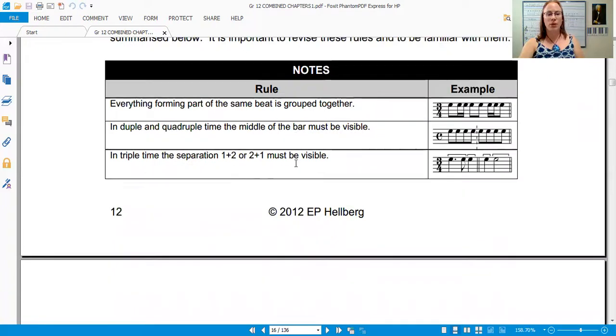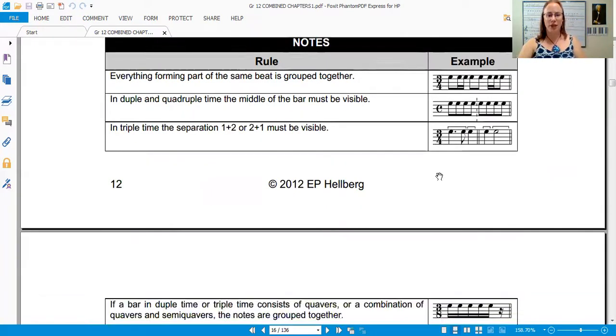Then a good general indication is that in duple and quadruple time, the middle of the bar must be visible, and you can see I just added the perforated line there. And so it splits into beat 1 and 2 and 3 and 4. And then in triple time, the division 1 and 2 or 2 and 3 is visible. That already helps a lot. And you'll see as we go through the grouping rules now, they just support these basic rules.